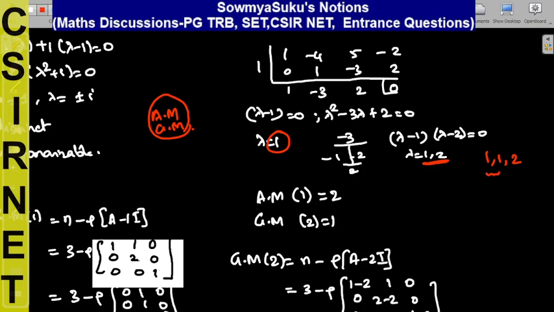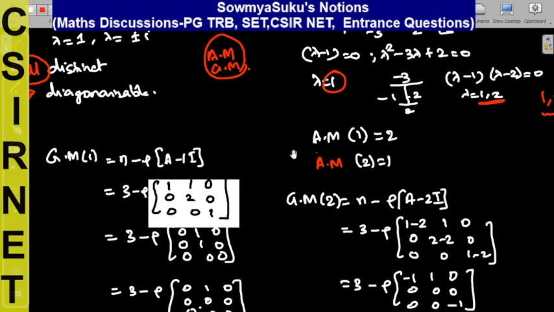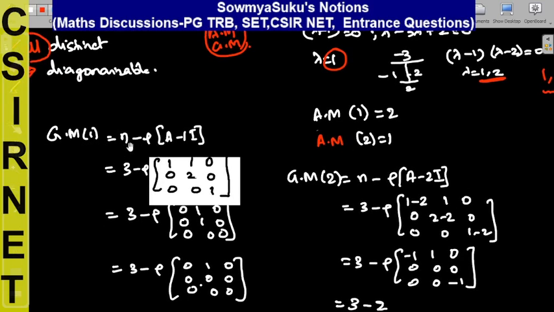Algebraic multiplicity of 2. Algebraic multiplicity of 2, how many times it is repeating? Only 1 time it is repeating. Okay. Let's check the geometric multiplicity. If both are equal, then it is diagonalizable. So geometric multiplicity of 1. The formula here is n minus rank of A minus lambda I.